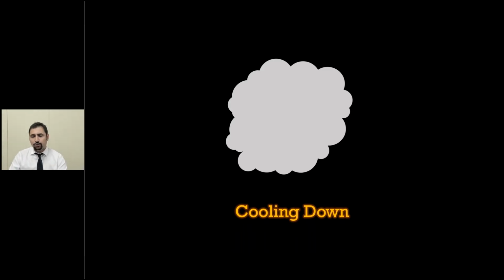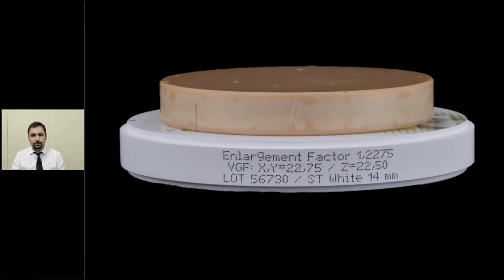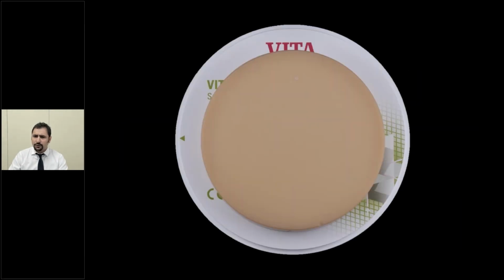That's why in zirconia we have something named the enlargement factor, or whatever it's called by the company. For example, in this case it's 1.2275, meaning that if we have a 12.275 millimeter height puck, after sintering it's going to become a 10 millimeter puck. That enlargement factor depends on how dense these particles are together and how much water they have. Now, you can see how much the diameter of the disc has shrunk after it's been sintered.